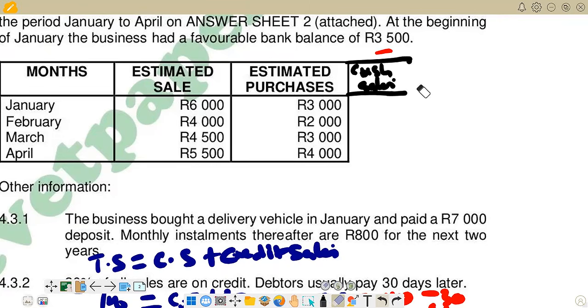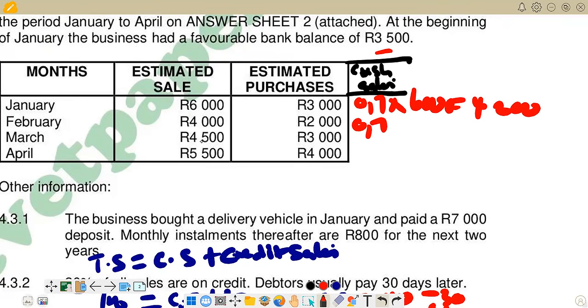We can just maybe do this, and then for January we are saying 70%. Remember, as a decimal it becomes 0.7, and then we multiply by the 6,000 we have there. Let's try to calculate that one. We get 4,200 here. Then for February, again, we do the same, 0.7 times the figure for total sales, which is 4,000. So we multiply by 4,000.